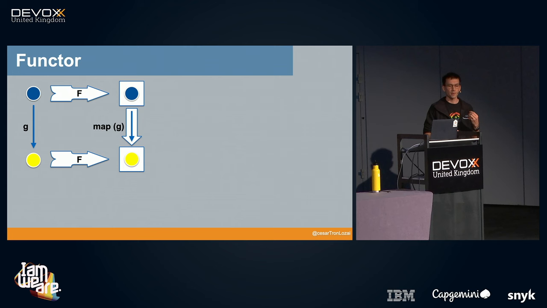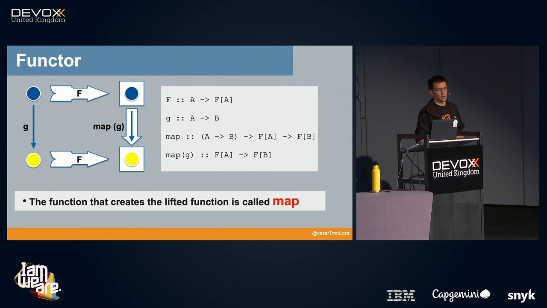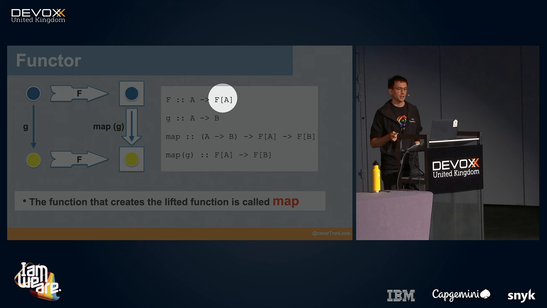And in terms of signature, we have a functor, which takes a type A and creates a new type F of A. And if we have a function from A to B, map takes a function from A to B, that would be g in this case, and then it returns a new function, or you could say it takes an F of A and returns an F of B. And then if I apply map to g, I just get a function from FA to FB.